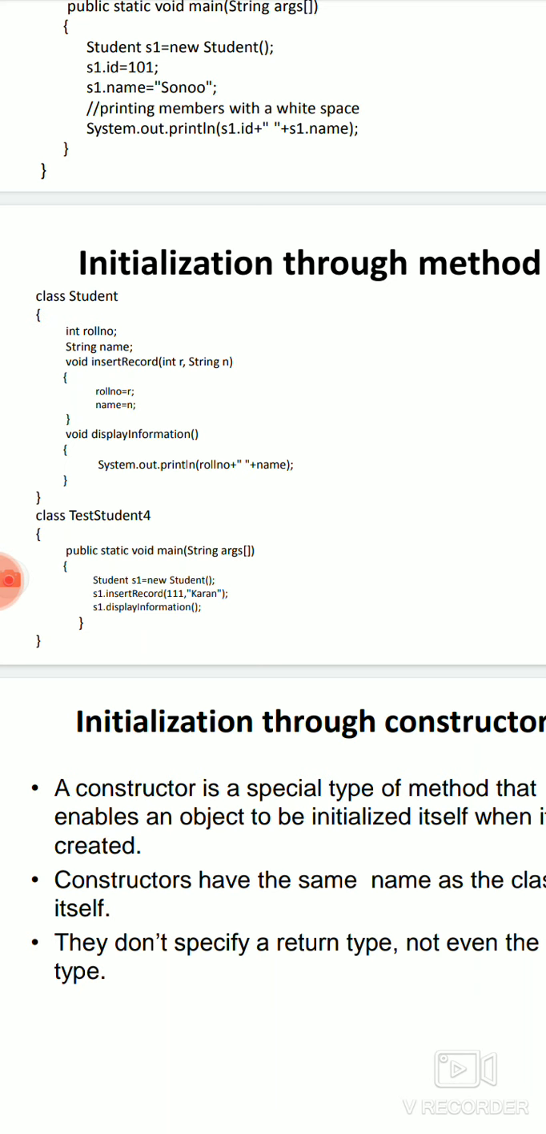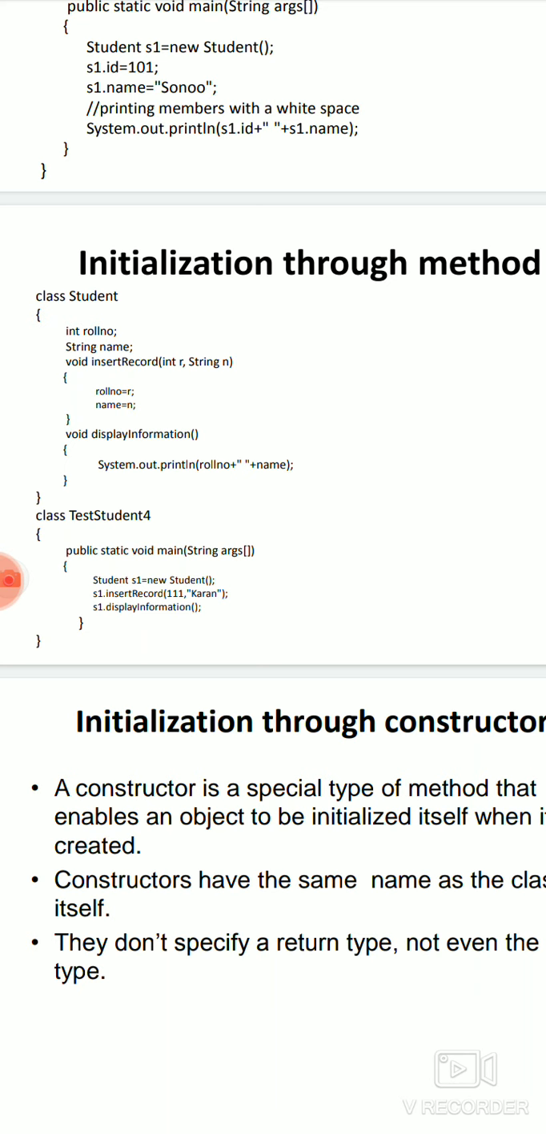After that, they have simply written student s1 is equal to new student. Hope you understand the meaning of this: s1 is the object of the student class, and if you want to create space in memory, you have to use the new operator. So new and the class name student with brackets. That is a method of initializing the variable.